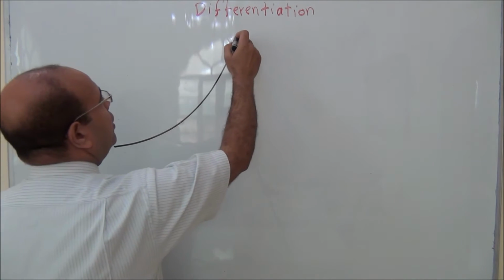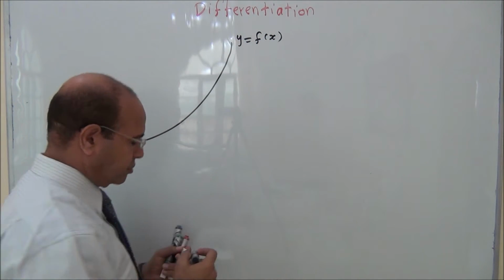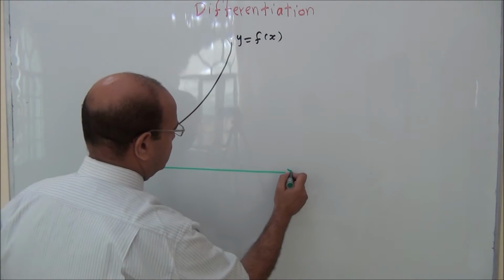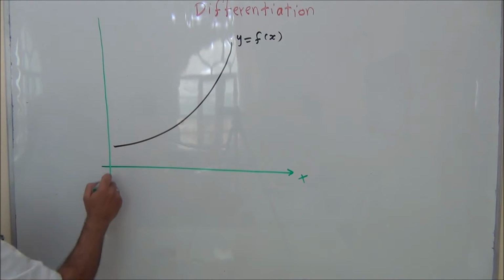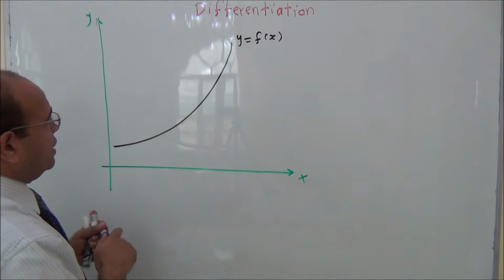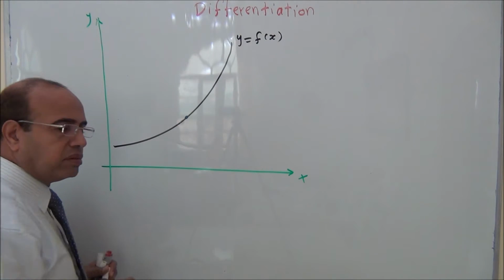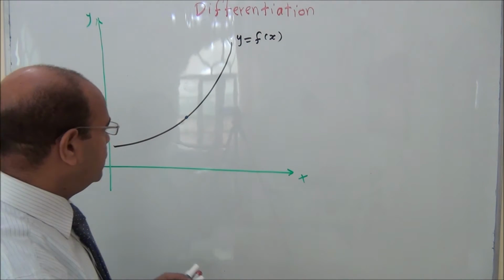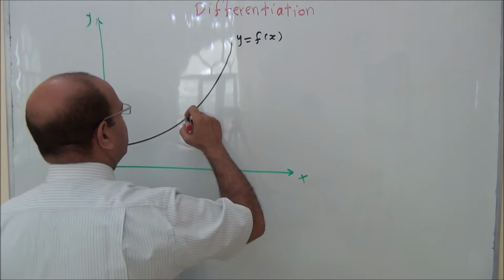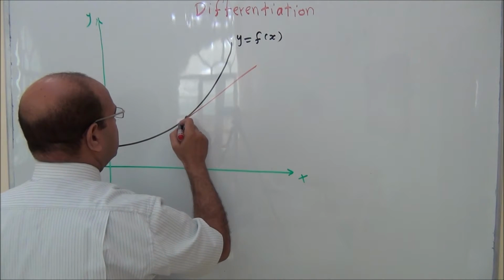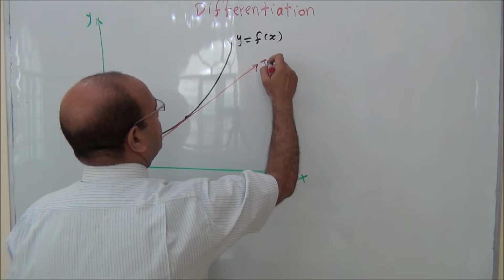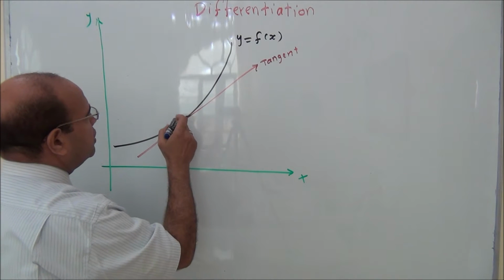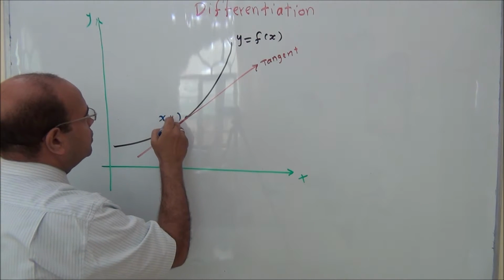This is a curve y equals f of x. And we have here the x-axis and y-axis. At a particular point on the curve, like this point, we need the equation of the tangent and normal. So the tangent to the curve is that one. It is a line that touches the curve. So this is a tangent. This is a particular point on the curve. This point is x1 and y1.